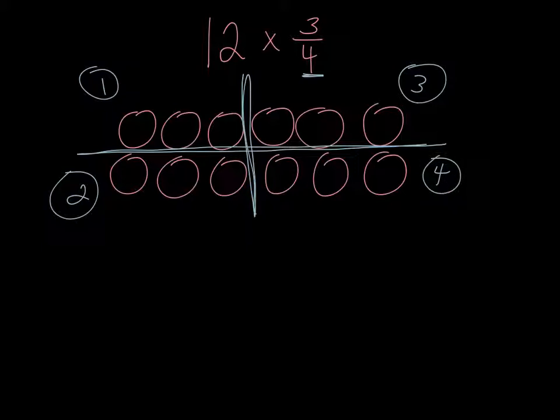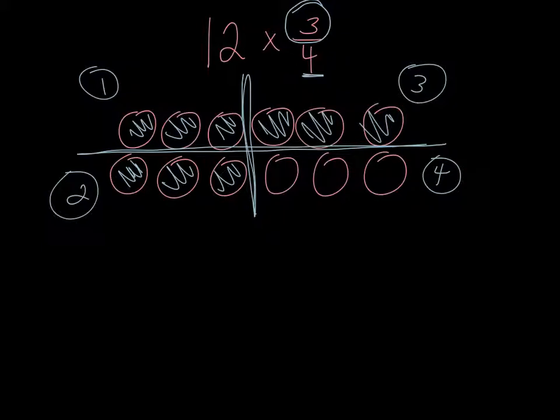Now I'm going to look at my numerator. In the last problem, the numerator was 1. They only wanted me to look at one group. This time, the numerator is 3. So they want me to count how many objects are in 3 groups. Group 1 had 3 objects. Group 2 is going to make a total of 6 objects. And if I count my third group, I end up shading 9 objects. So 12 times 3/4 is equal to 9.